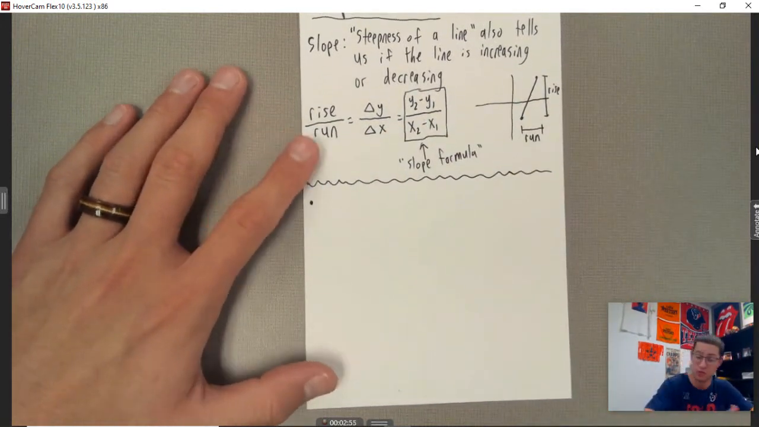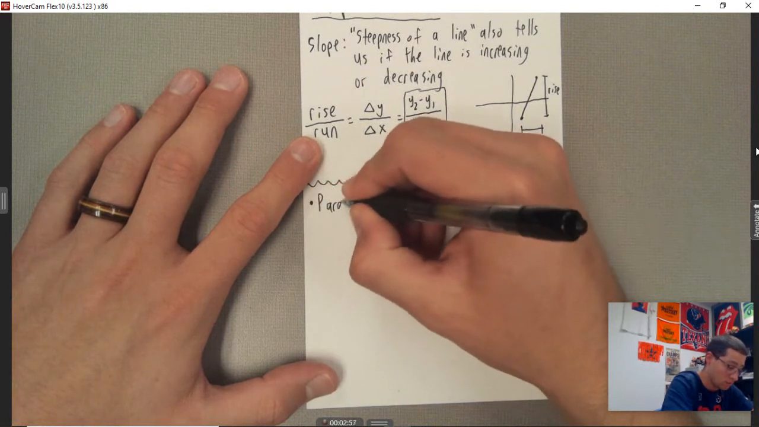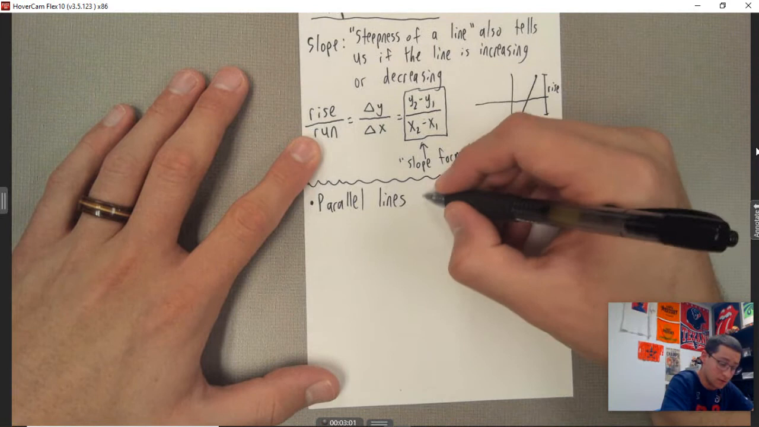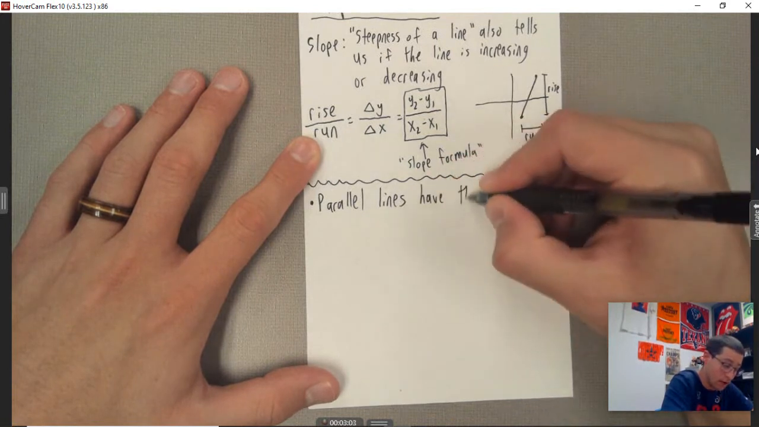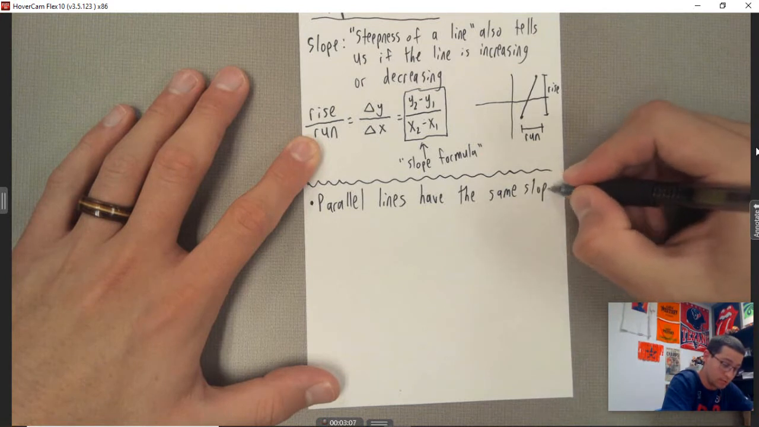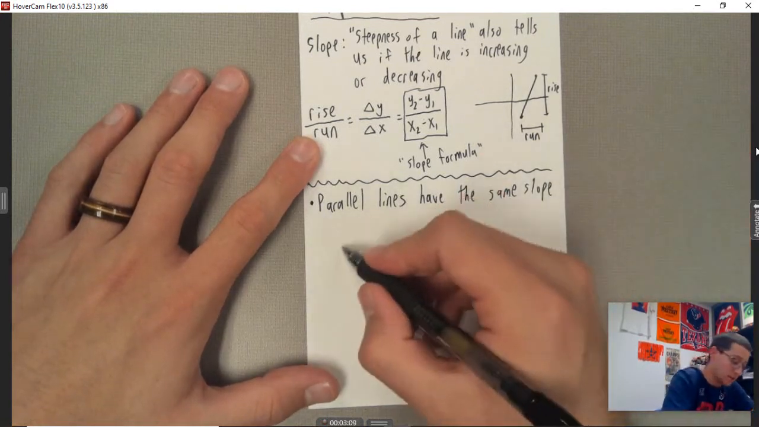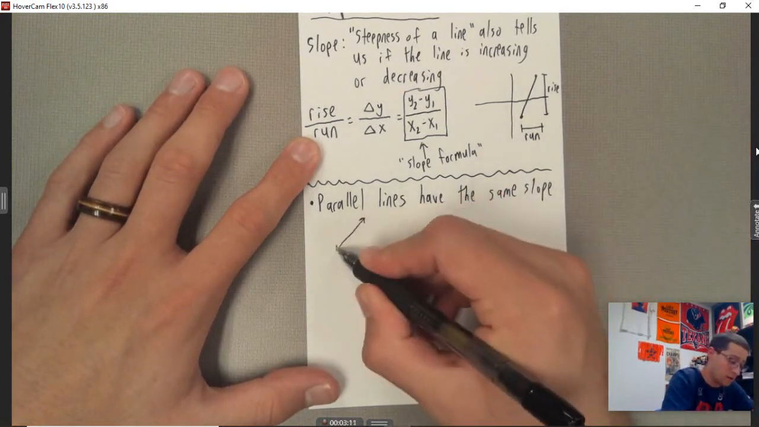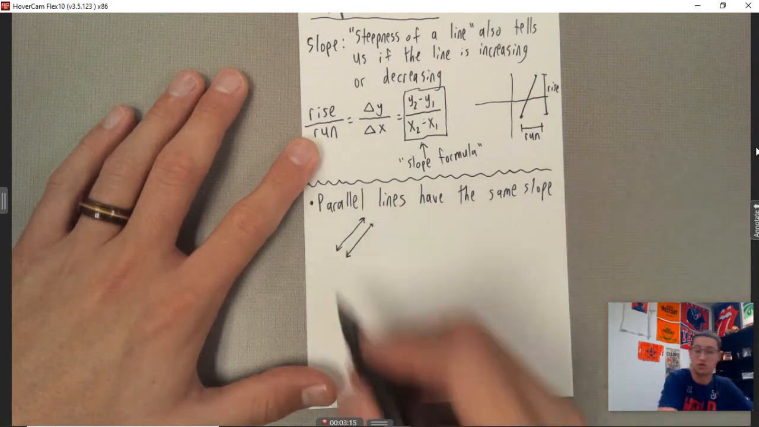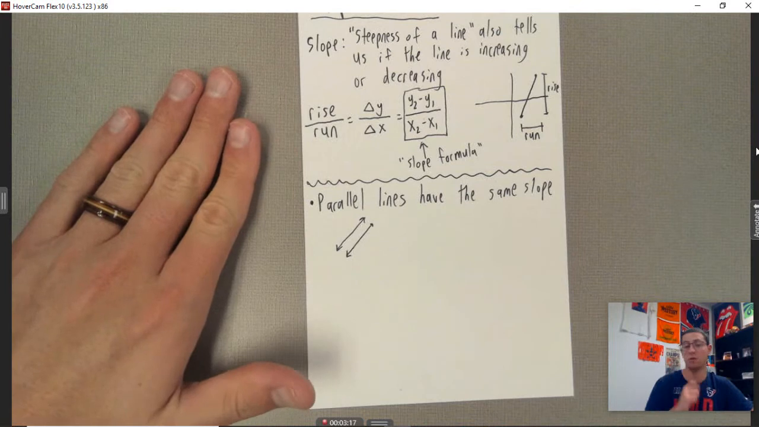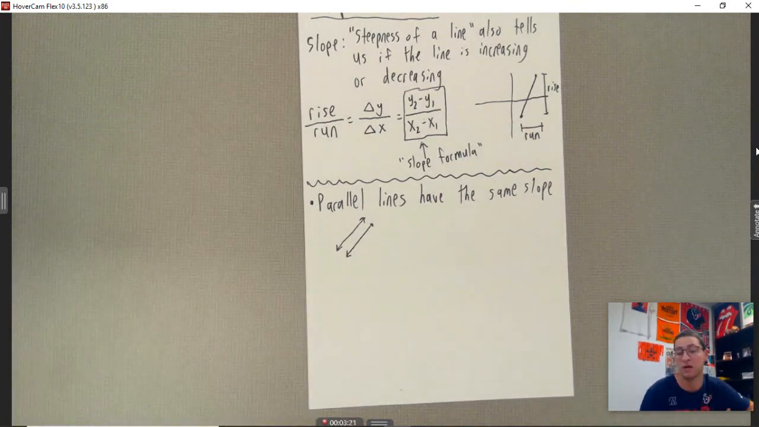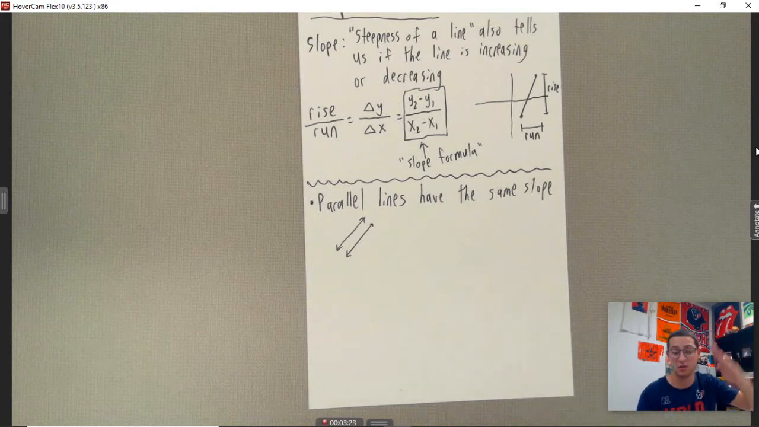Now some more slope information, this time dealing with parallel and perpendicular lines, and how those two relate. Parallel lines have the same slope. Think about it: we have a line right here and then a line right here. If those two have the same slope, they are parallel. The only difference might be if it's shifted up or down, but they have the same slope.